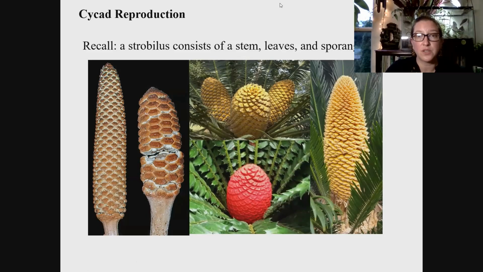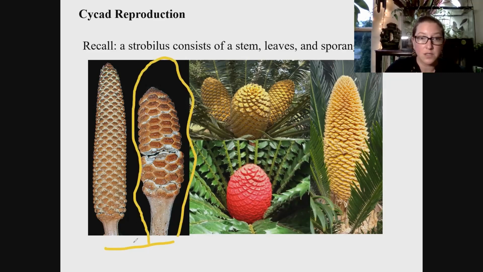Just so you know, these are some representative cycad strobili. So on the left here, each of these is a strobilus. And this tells you on the slide, right? A strobilus is a stem with leaves, and the leaves have sporangia on them. Because we have two different types of spores, in the case of the cycads, you'll have a strobilus that only makes megaspores and a strobilus that only makes microspores. On the right here is a female strobilus. On the left, next to it, is a male strobilus.